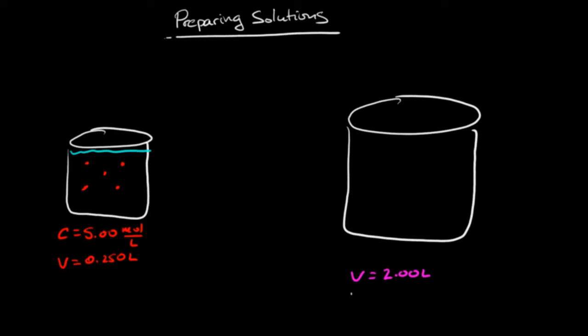So a stock solution is one that has been pre-prepared for you, where you know the concentration. So in this example, we have a stock solution of, let's say, sodium hydroxide, although the actual solution doesn't really matter. And in this solution, we have a concentration of 5 moles per liter. And the volume of our stock solution is 250 milliliters, or 0.250 liters.